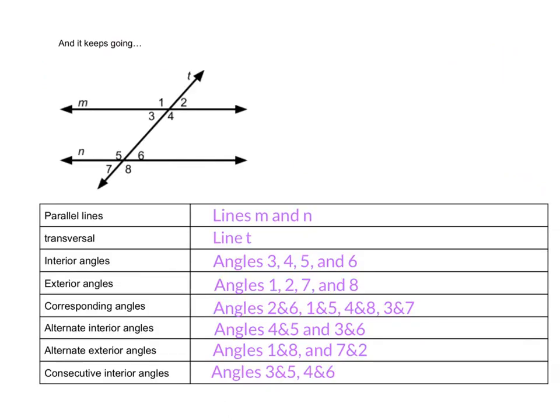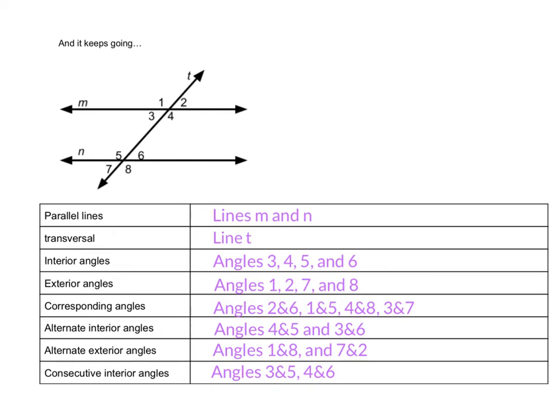So for this chart here, I want you to go ahead and read through the answers identifying here. So parallel lines are lines M and N, transversal is line T. I'm not going to read all these to you. You should be able to look at the diagram and match it with the angles that are listed there. The big thing to keep in mind, what I would do with this chart, is label the relationship.